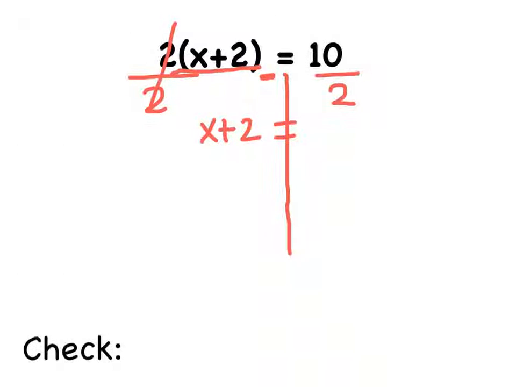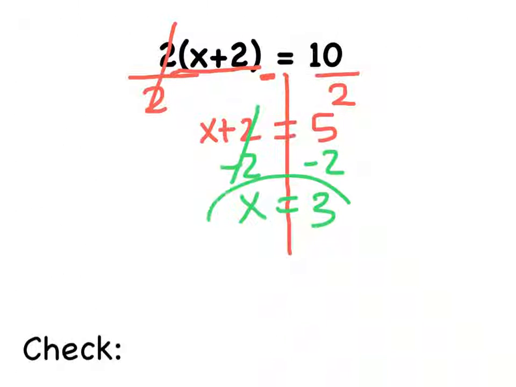But if I divide that side by 2, I've got to divide the other side by 2. 10 divided by 2 is 5. Then my next step is to subtract 2 on both sides. So when I subtract 2 from both sides, I get x equals 3. And remember that that's the same answer we saw in the previous example. So you can rewind to compare those 2 solution methods. Either one works.